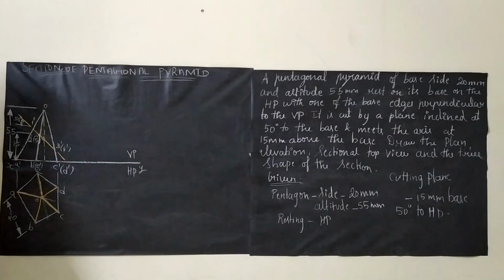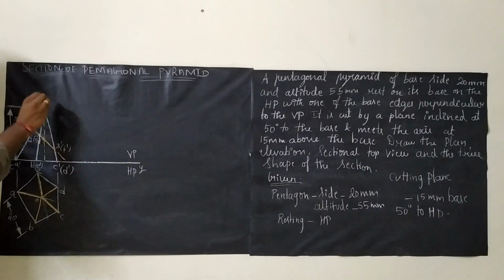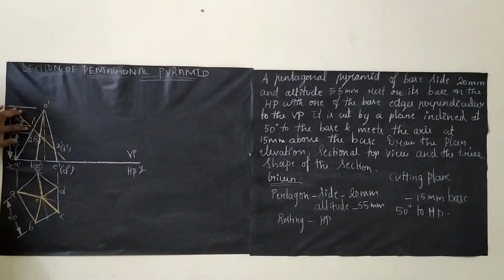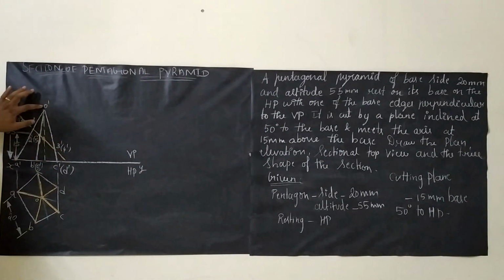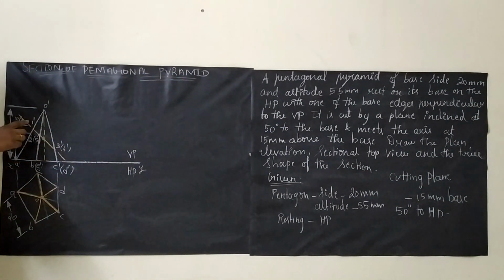So for the cutting plane points, we have to name them like this. Here it will be cutting, right? So O dash to A dash, one cutting point is 1 dash. O dash to B dash, the cutting point is 2 dash. O dash to C dash, the cutting point is 3 dash. O dash to D dash, the cutting point is 4 dash. And O dash to E dash, the cutting point is 5 dash. You have to name them like 1 dash, 2 dash, 3 dash, and in reverse, 4 dash, 5 dash.